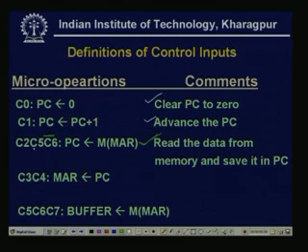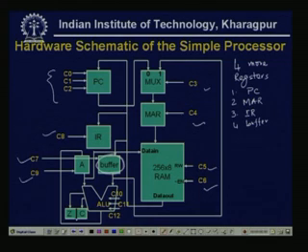See here the control inputs are C2, C5, C6 bar. So, C2 is 1, C5 is 1 and C6 is 0, that means C6 complement is 1, then the M of MAR, memory address register content, will go to the program counter, that is assigned to program counter. So, this line will be activated and that value will go to PC.